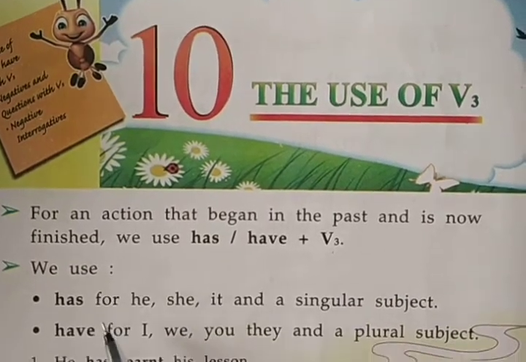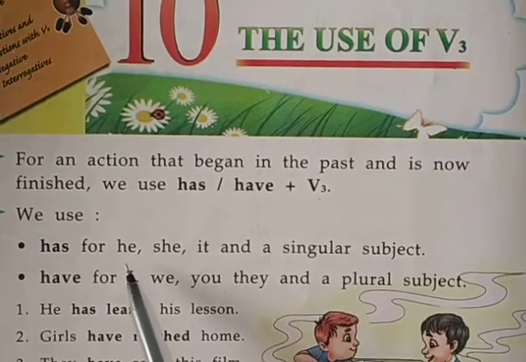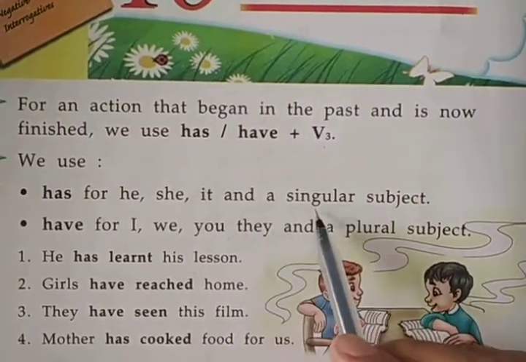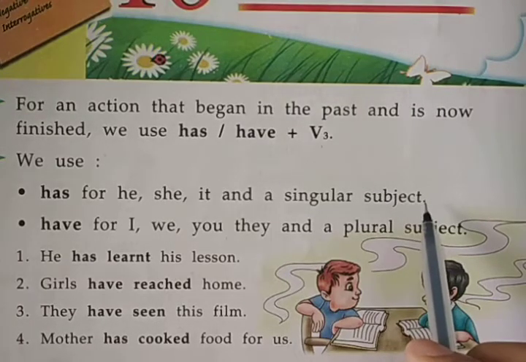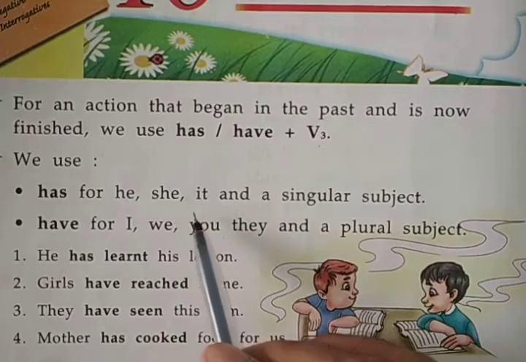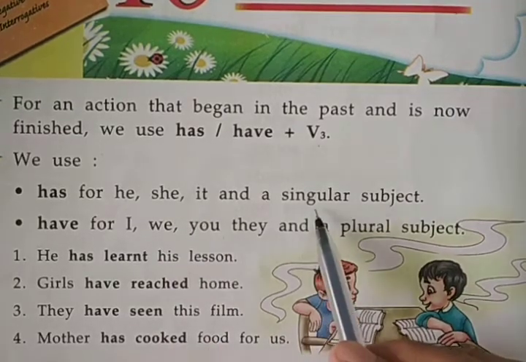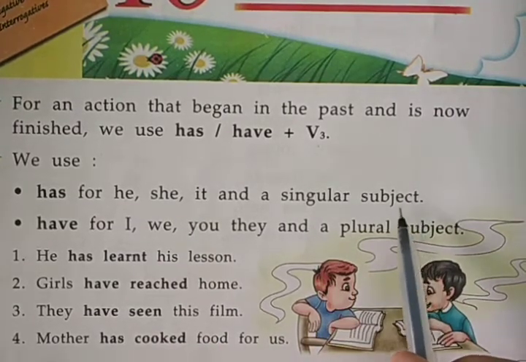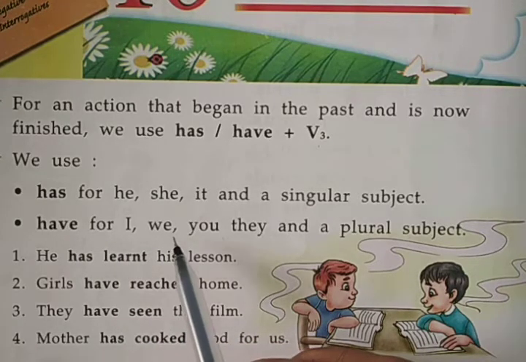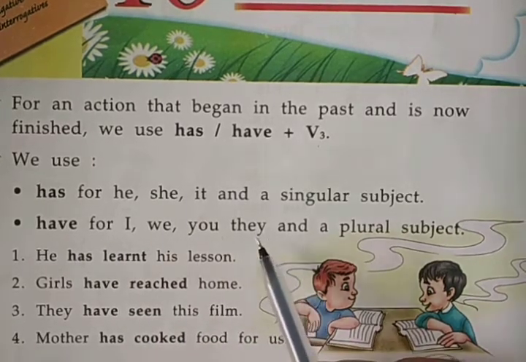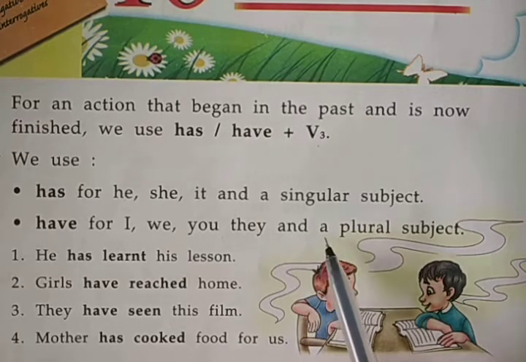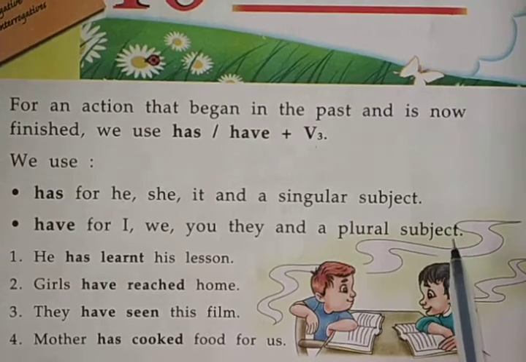We use has for he, she, it, and a singular subject. He is singular, she, it are singular subject. Have for I, we, you, they, and a plural subject.